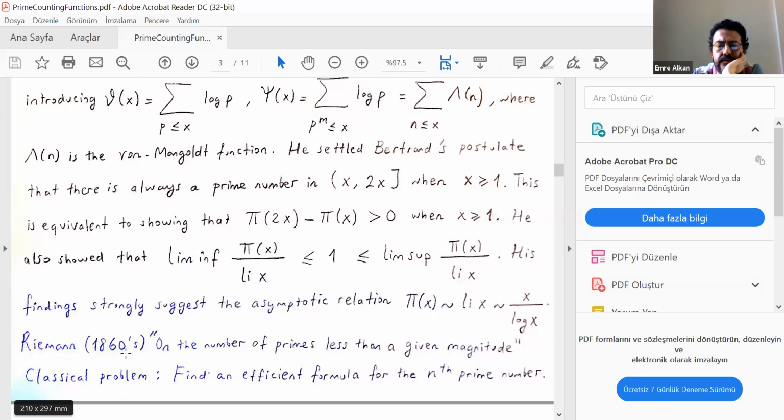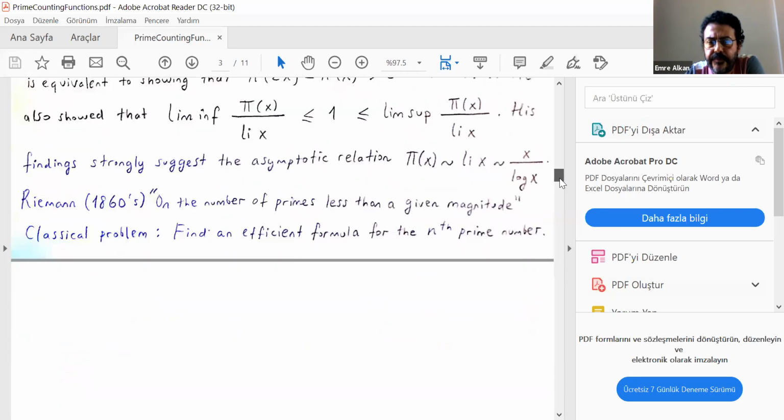Who made the greatest contributions around the 1860s. Now he has a single paper, the only paper he has written on the subject, on the number of primes less than a given magnitude. And of course, it's also another classical problem. I should tell you that it's the folklore problem: find an efficient formula for the nth prime number. So now I look at this for a while.